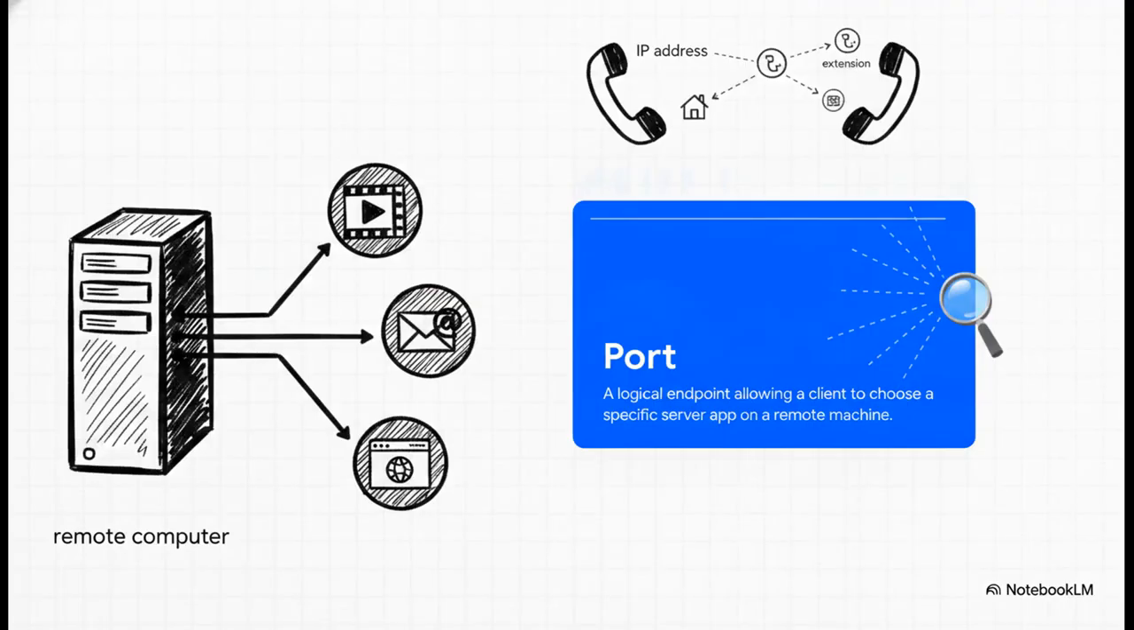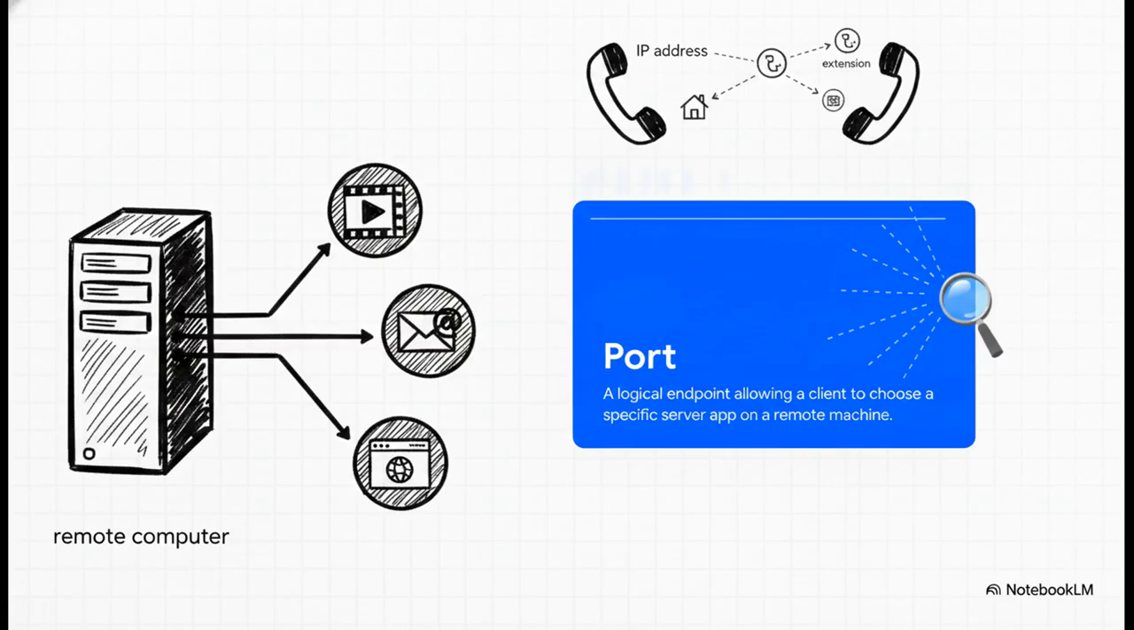But hang on a second. A single remote computer might be running a web server, a video server, and a mail server all at the exact same time. So how does your client software know which one it's supposed to talk to? Well, this is where the concept of a port becomes absolutely crucial.